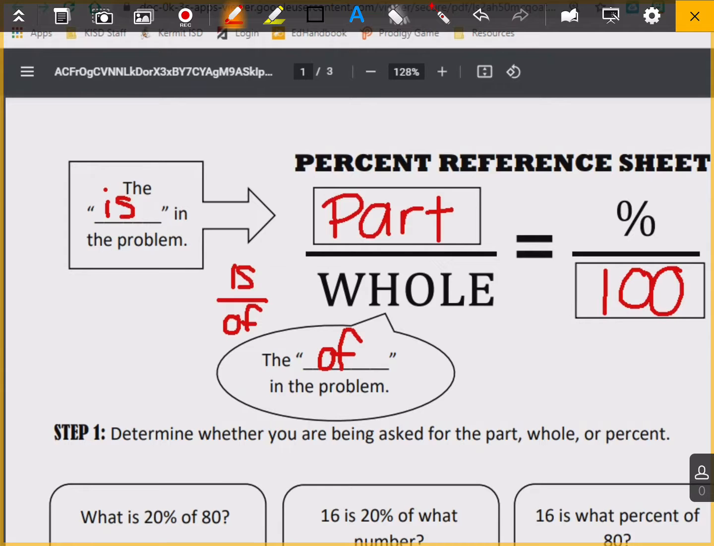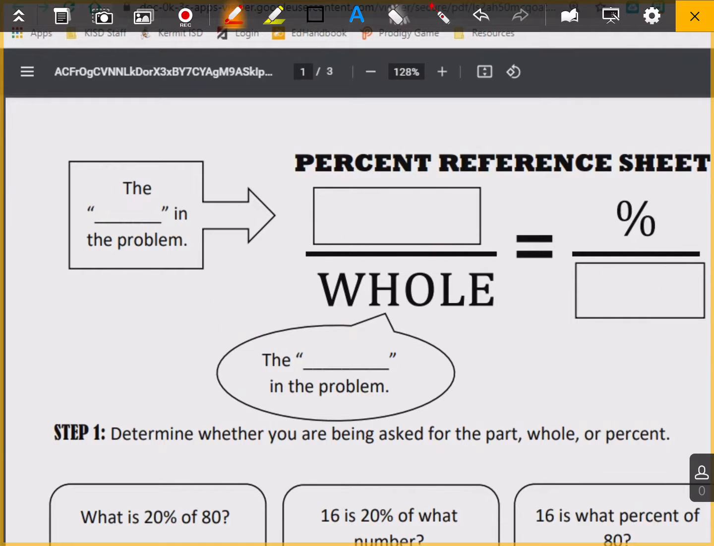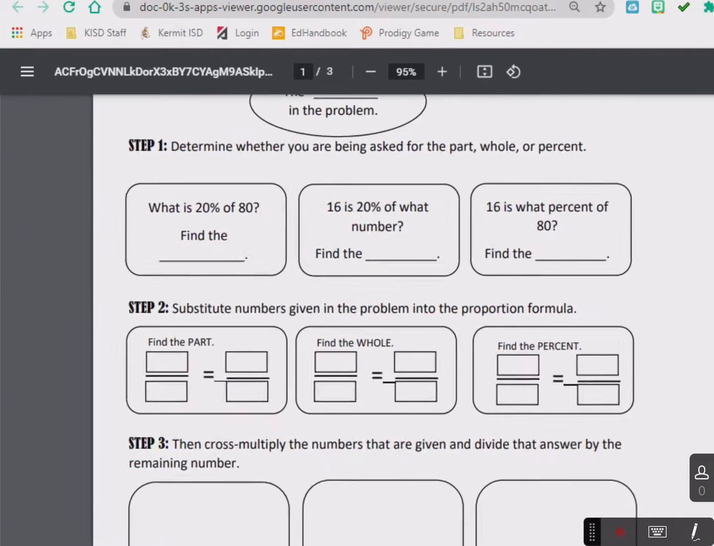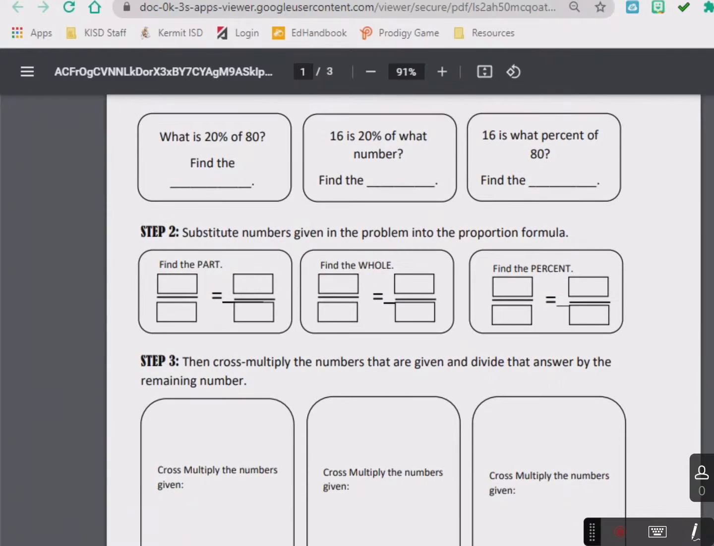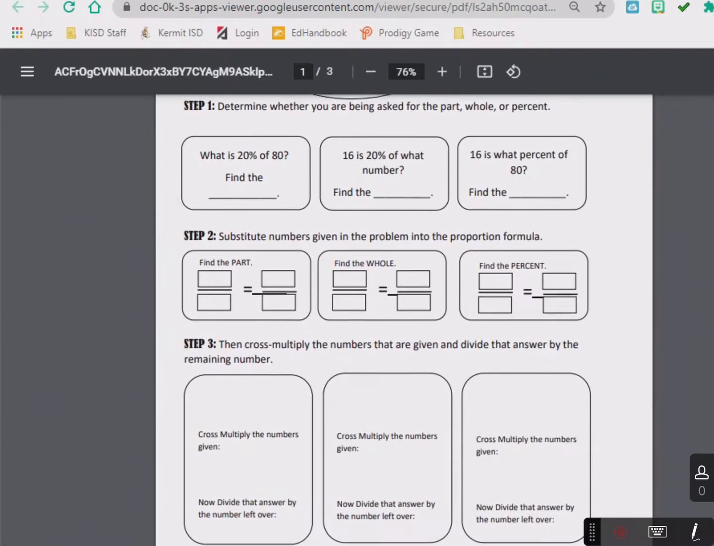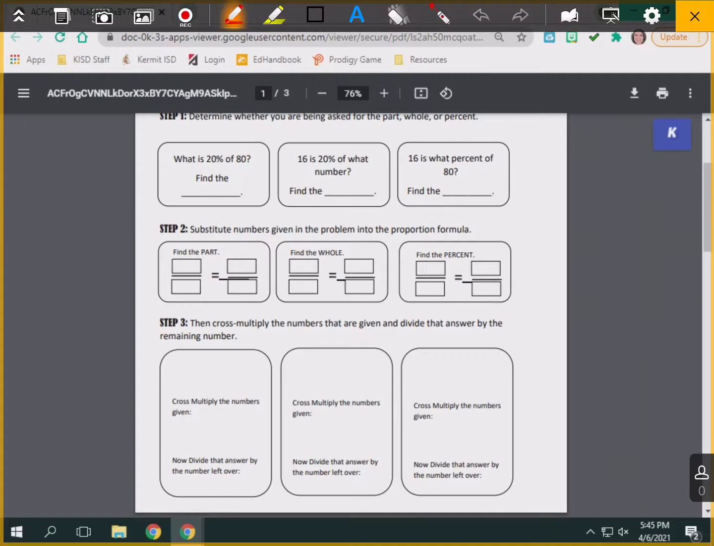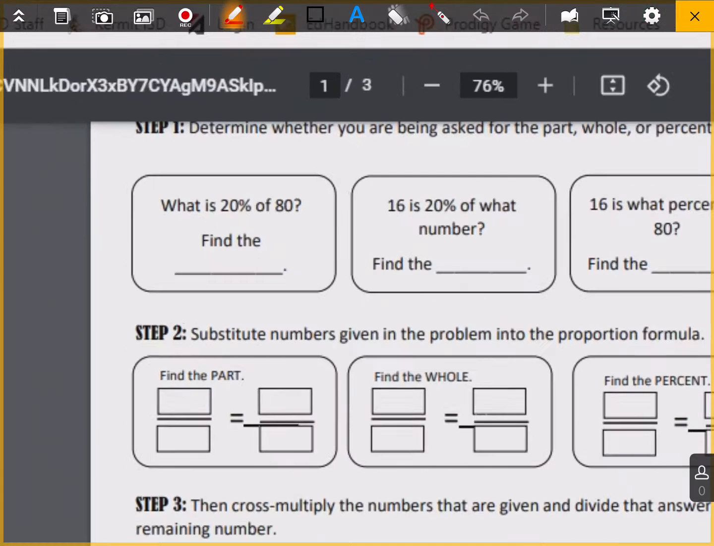We're going to go ahead and look at these three examples and go through each step for each one of them. And I will show you how we use proportions to solve percent questions. I'm going to zoom it out a little bit so we can see everything all at once. So we're going to start with this first one here under step 1.